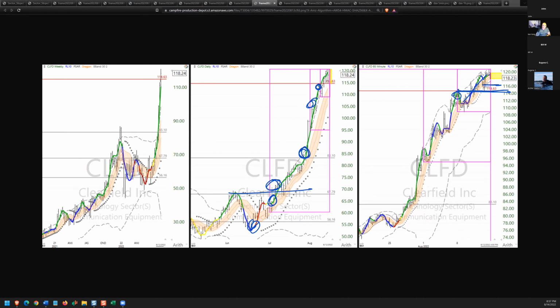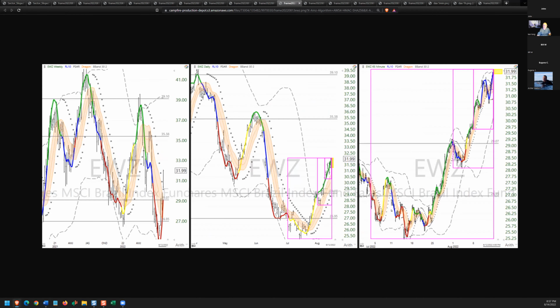I think I'd have my stop here. I don't want to lose money on that one. And this is so far above its previous support levels, who owns that right now that wants to sell it? Nobody. That's a keeper.